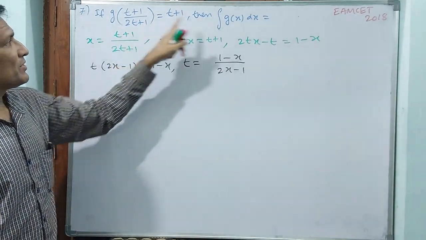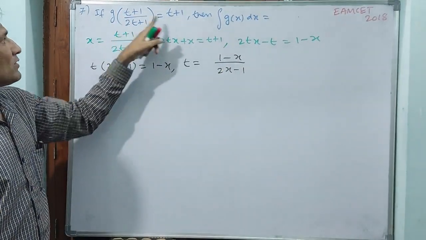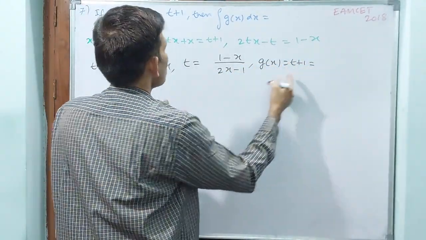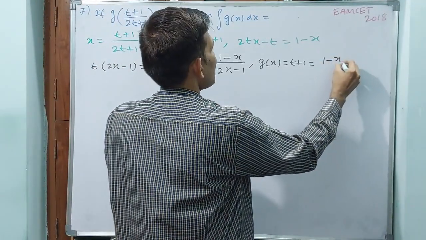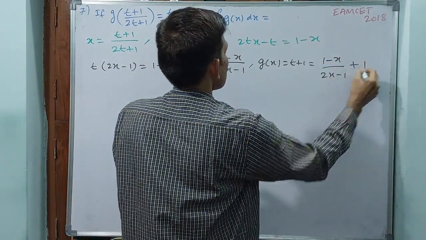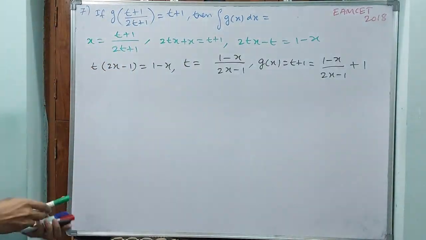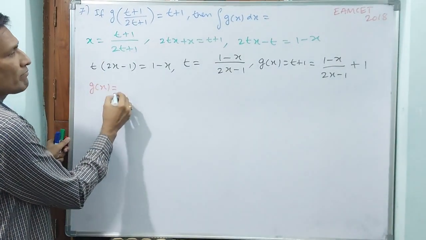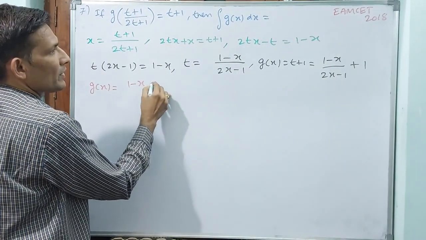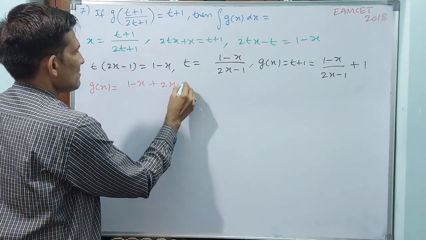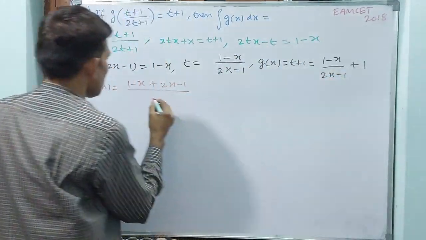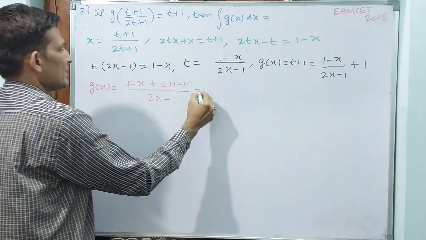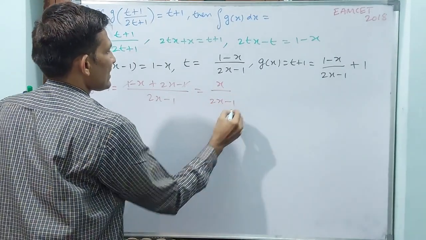g of x, that means this we have taken as x, entire thing. g of x is equal to t plus 1, write down again. g of x is equal to t plus 1, that is equal to, t value is how much? This one. (1 minus x) by (2x minus 1) plus 1. Okay? Now you cross multiply. If you cross multiply, g of x is how much it is going to come? (1 minus x) plus (2x minus 1), divided by (2x minus 1) into 1, 2x minus 1. Okay, see, plus 1 minus 1, 2x minus x is x. x by (2x minus 1) will come.